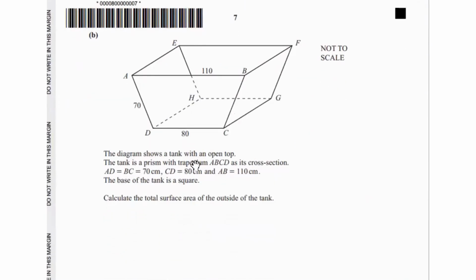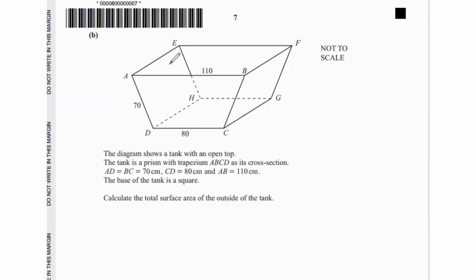Then it says the diagram shows a tank with an open top. The tank is a prism with trapezium ABCD as its cross section. AD equals BC equals 70 centimeters. CD equals 80 centimeters and AB is 110 centimeters. The base of the tank is a square. Calculate the total surface area of the outside of the tank.